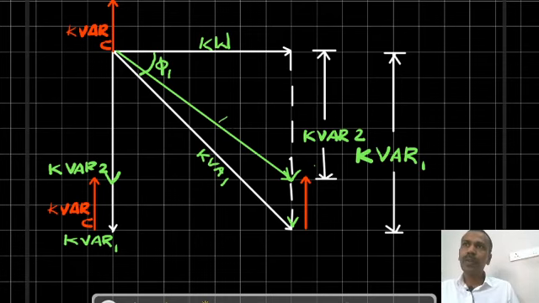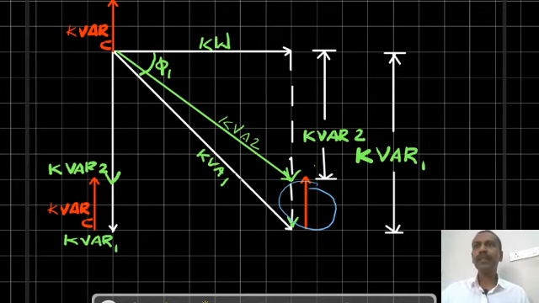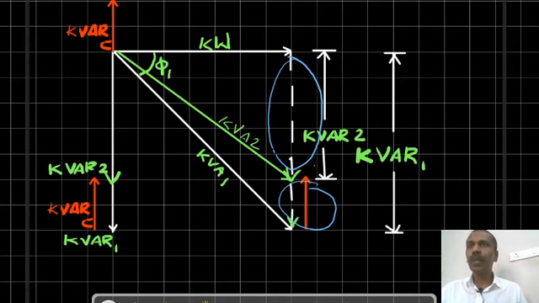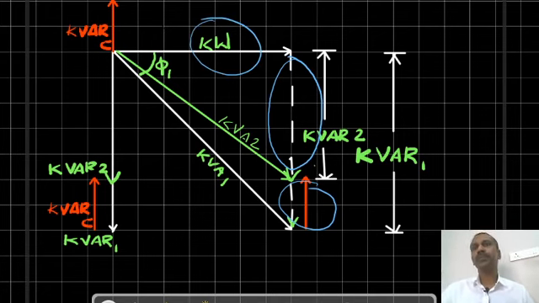So this will be our new kVA2. This is the reactive power supplied by the capacitor bank. This is the reactive power required by the load now. This is our active power. There is no change in the active power. Initially, what was the requirement? kVAR1. But certain reactive power is supplied by the capacitor bank. Now the new requirement is kVAR2. So this will be our new kVA2.